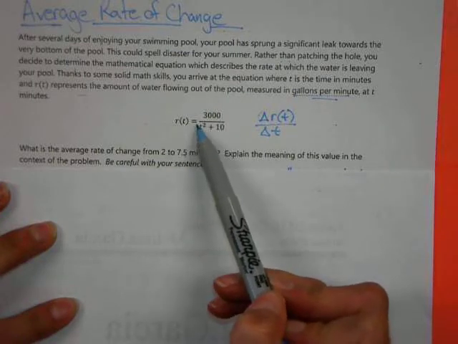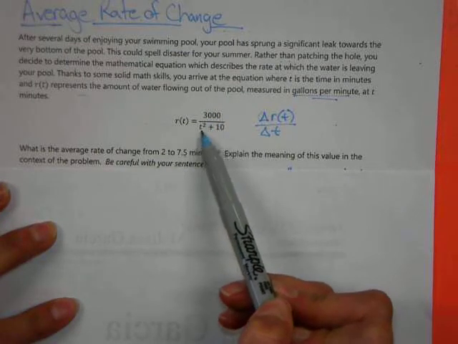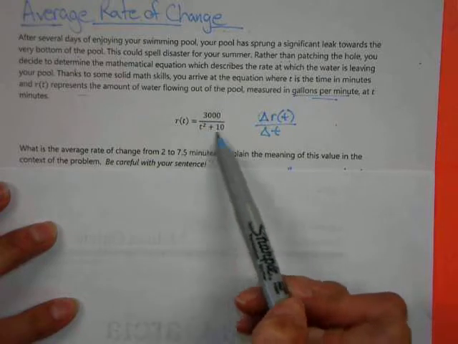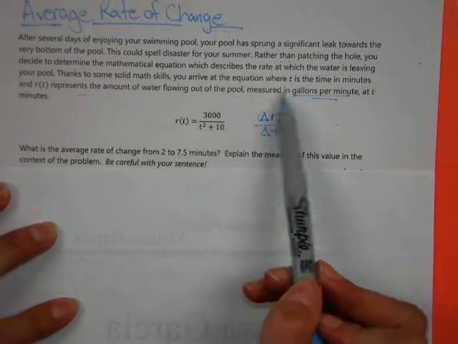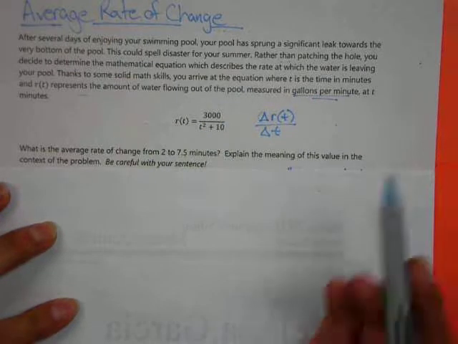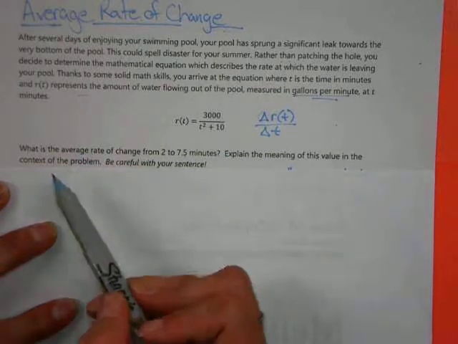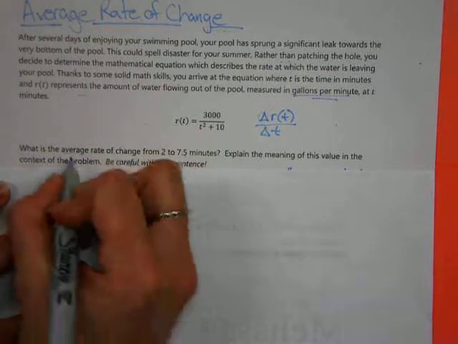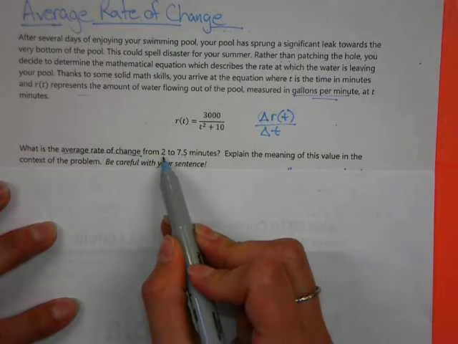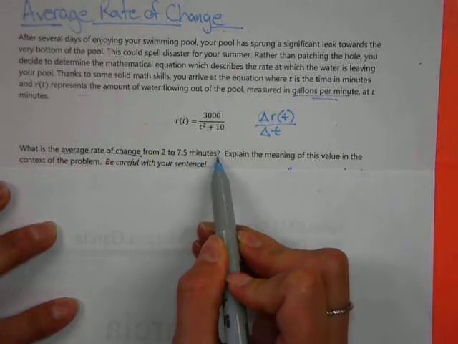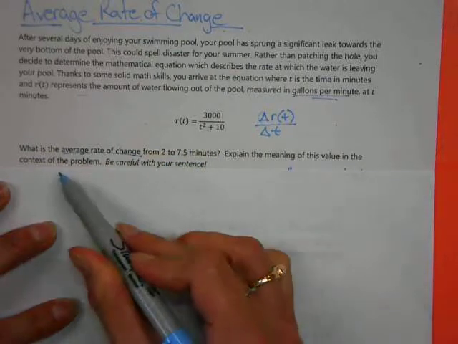R of T equals 3,000 divided by T squared plus 10. This represents the rate of water flowing out of the pool in gallons per minute, where T is our time in minutes. The question says, what is the average rate of change from 2 to 7.5 minutes? Explain the meaning of the value in the context of the problem.